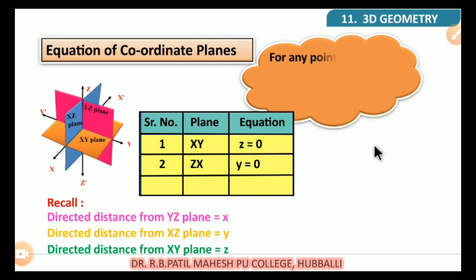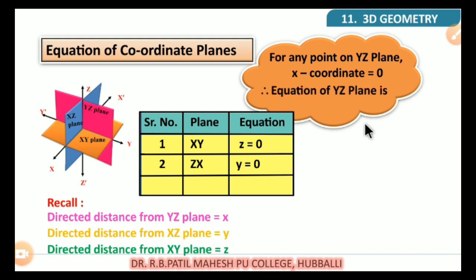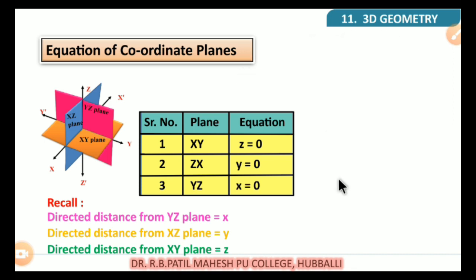The third one, for any point on yz plane, x coordinate is 0. Therefore, equation of yz plane is x equal to 0. So for yz plane we have the equation x equal to 0. So these are the equations of the three planes.